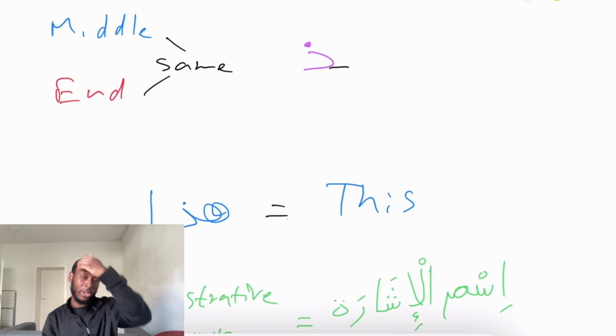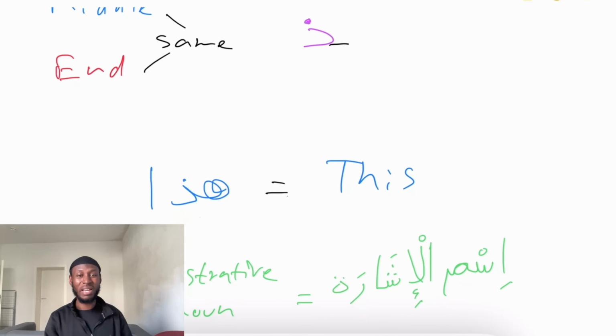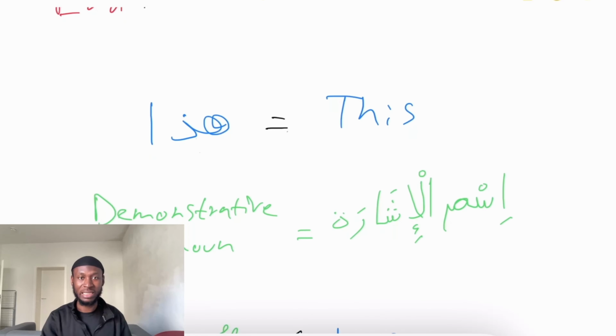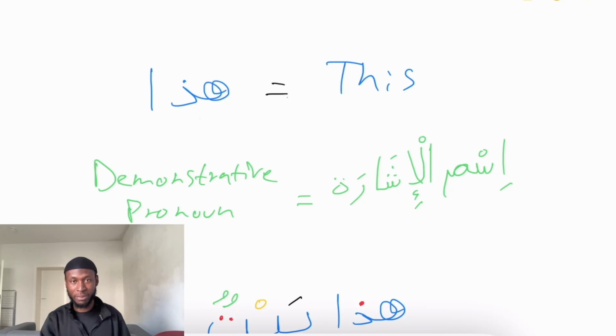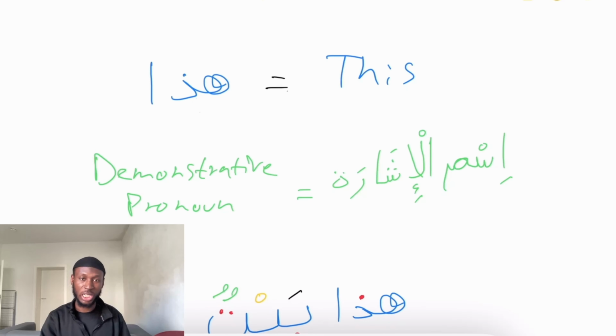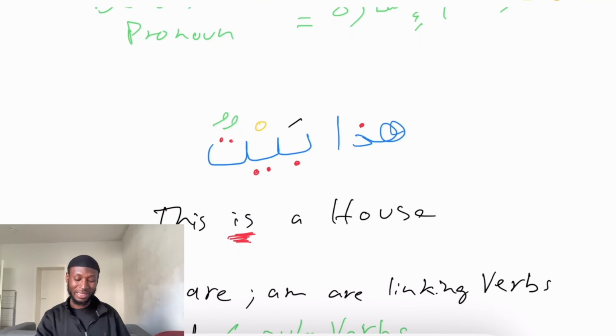So what is the meaning of hada? Hada means this. So this is a demonstrative pronoun. And in Arabic, for demonstrative pronoun, we say ismu ishara. Like I said, I'm not expecting you to know it, but for your own interest, you can write it. Now let's look at something interesting.